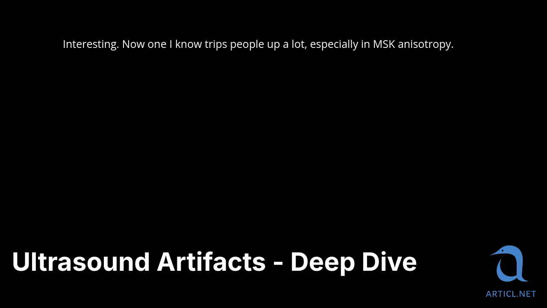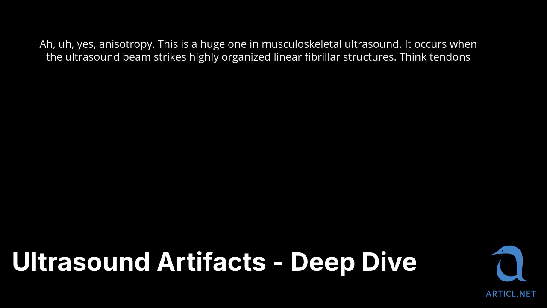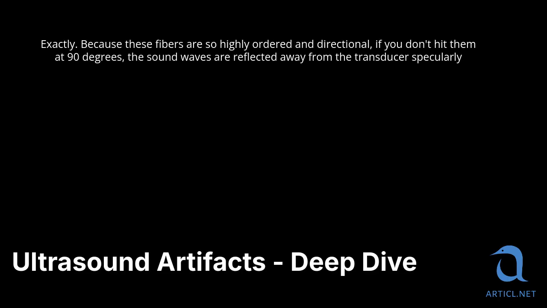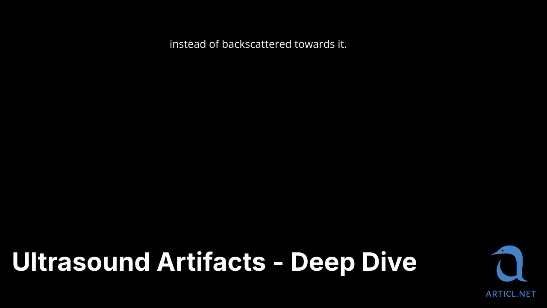Interesting. Now, one I know trips people up a lot, especially in MSK, anisotropy. Yes, anisotropy. This is a huge one in musculoskeletal ultrasound. It occurs when the ultrasound beam strikes highly organized, linear, fibrillar structures, think tendons and ligaments, primarily at an incorrect, non-perpendicular angle. Non-perpendicular, so not hitting it straight on. Exactly. Because these fibers are so highly ordered and directional, if you don't hit them at 90 degrees, the sound waves are reflected away from the transducer, specularly, instead of backscattered towards it.